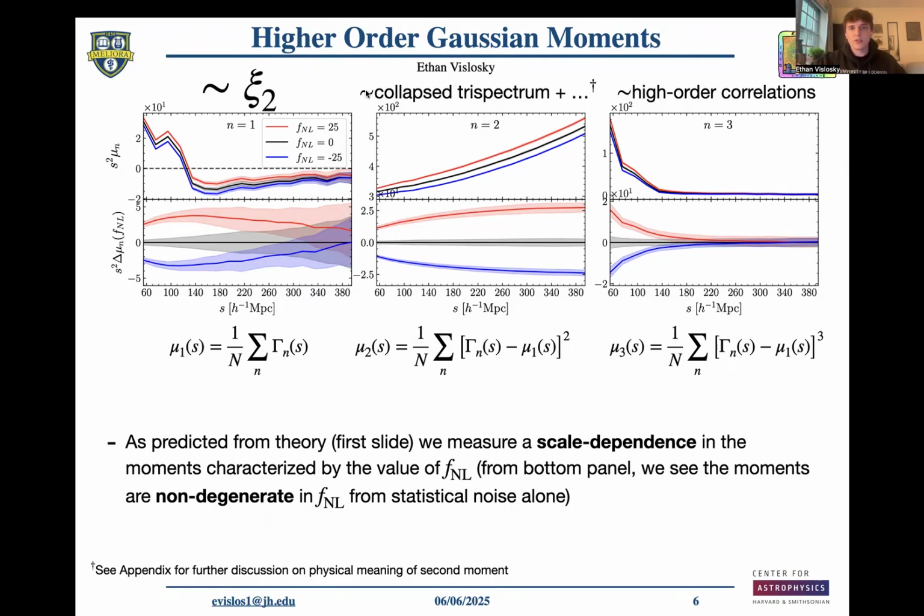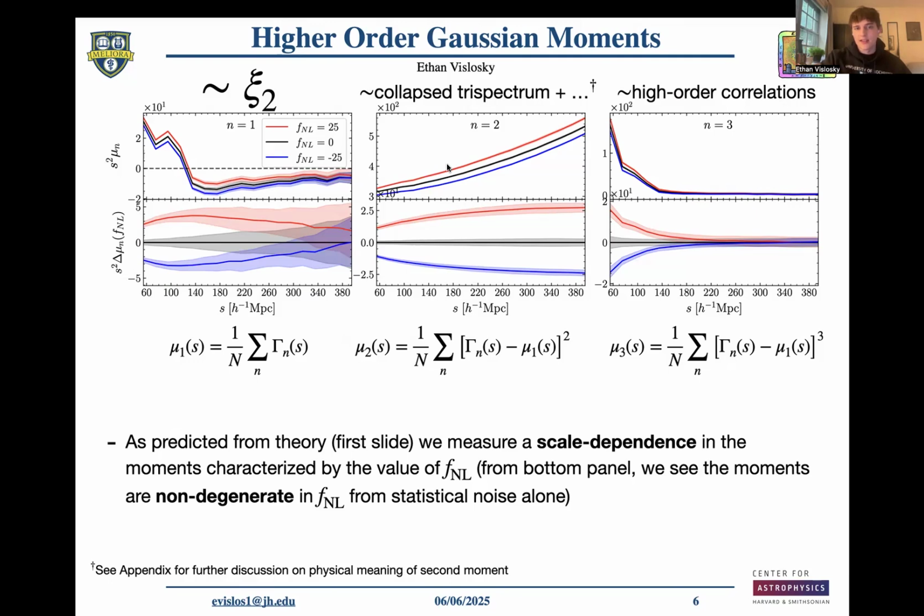The second one, which is shown in the supplemental slides if you're interested, has primary non-Gaussian contributions from the collapsed trispectrum, and it also includes some Gaussian terms. And then the third moment has higher order correlations. So as predicted from theory, which we showed in the first slide, we see a pretty obvious scale dependence in the moments, and it's characterized by FNL.